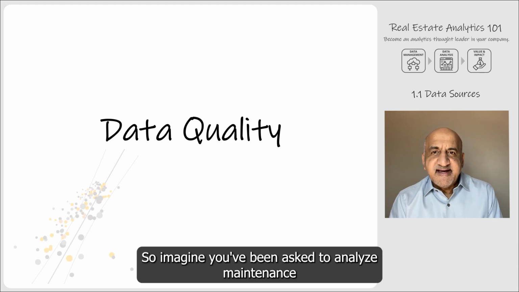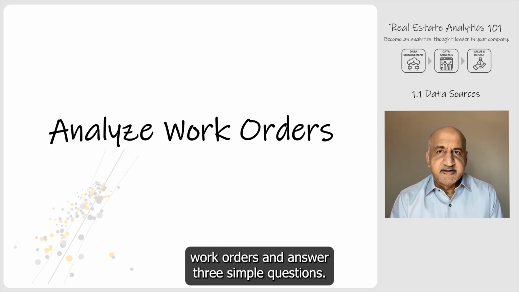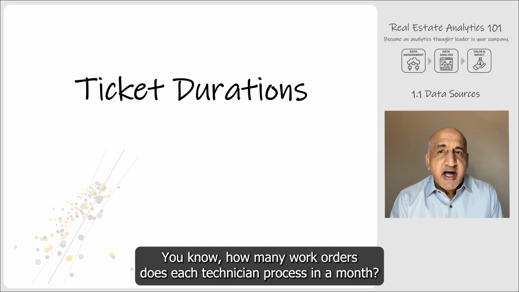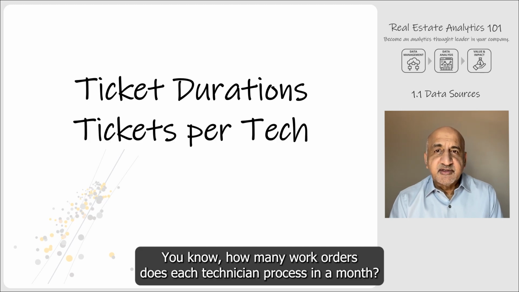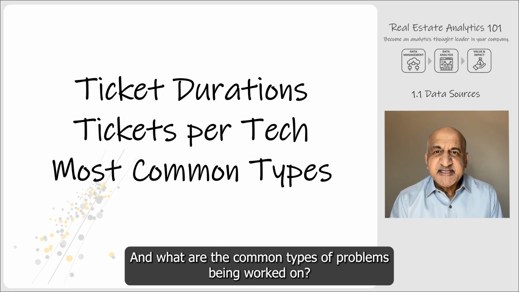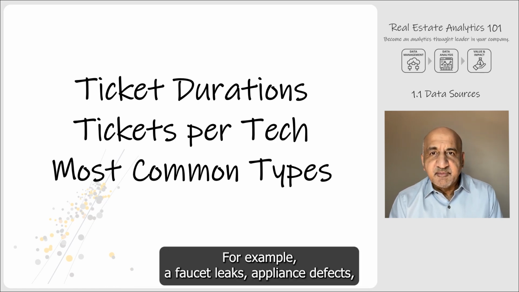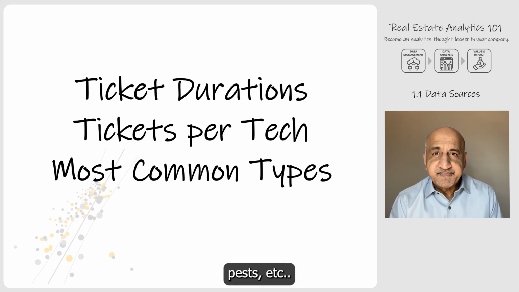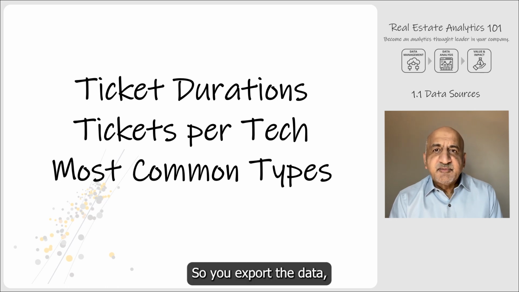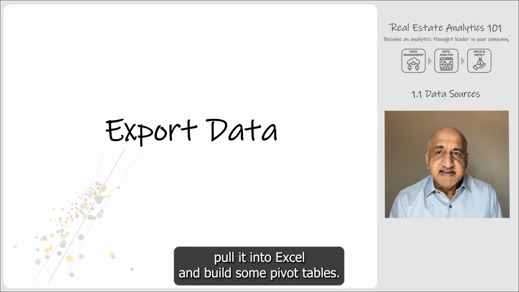So imagine you've been asked to analyze maintenance work orders and answer 3 simple questions. How long do work orders stay open? How many work orders does each technician process in a month? And what are the common types of problems being worked on? For example, faucet leaks, appliance defects, pests, etc. Sounds simple, right? So you export the data, pull it into Excel, and build some pivot tables.